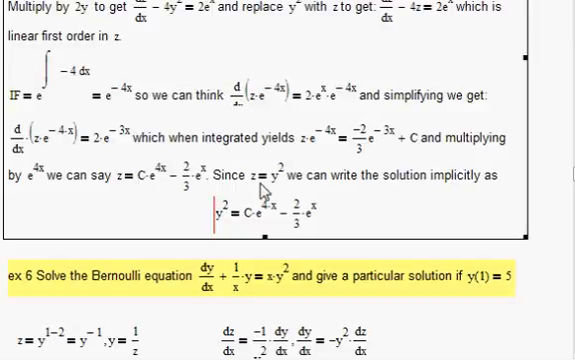And since z equals y squared, we can write the solution implicitly as y squared equals c e to the 4x minus 2/3 e to the x. I guess you could take square root of both sides and say y equals plus or minus square root of all that. Let's not say we did.